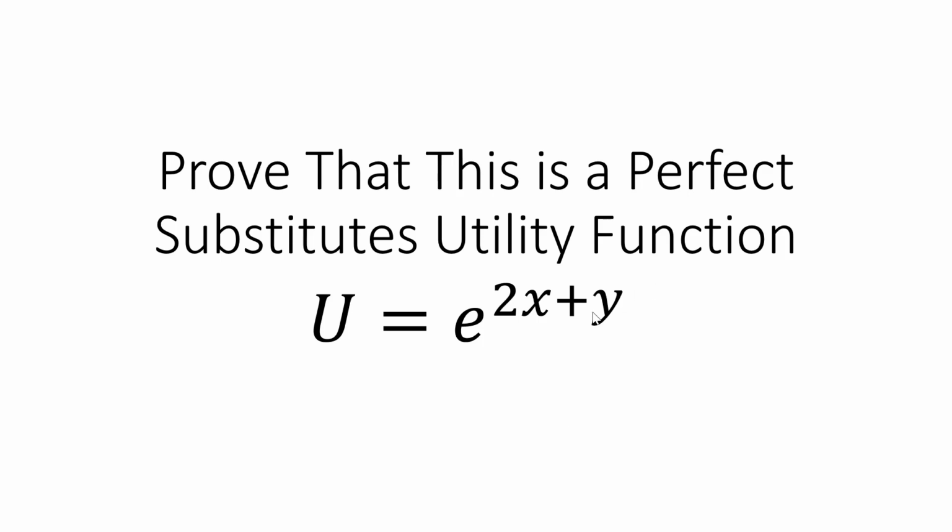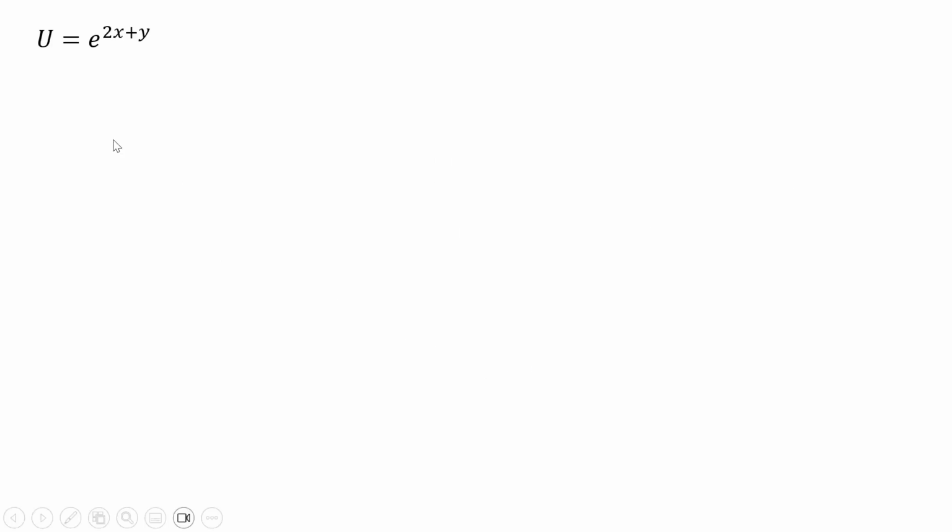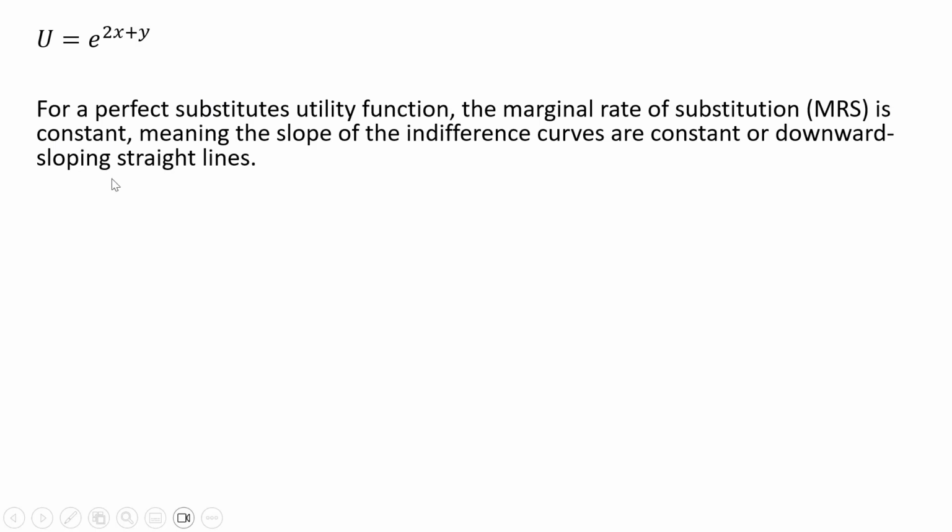Hello, let's prove that this is a perfect substitutes utility function. Once again, here's our utility function, and we want to prove that it is a perfect substitutes utility function. Recall, for a perfect substitutes utility function, the marginal rate of substitution is constant, meaning the slope of the indifference curves are constant or downward sloping straight lines.